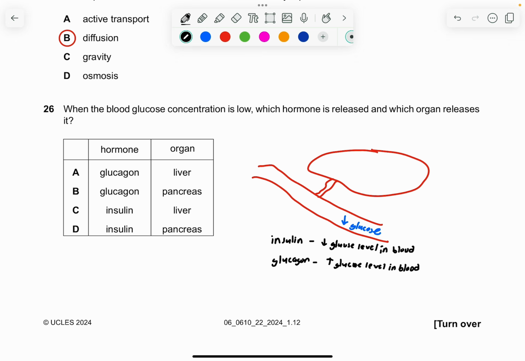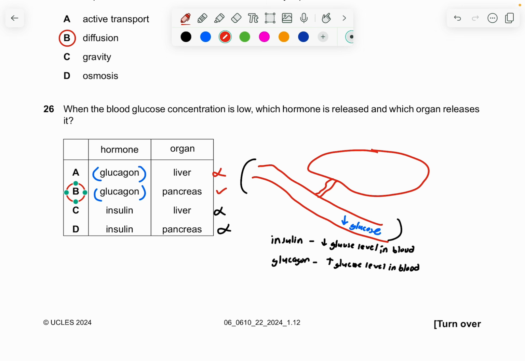So now, the scenario is that in the bloodstream, there's already lower glucose. And how can you restore it back to normal is by increasing the glucose concentration. So which of the hormones helps to do so? Which is the glucagon. So glucagon is the correct answer. So we can eliminate C and you can eliminate D. Now, which organ releases it? So it's very important that you know where it is being produced. A lot of times people think it's the liver. So unfortunately, it's not the liver, it is the pancreas. So the answer is B.